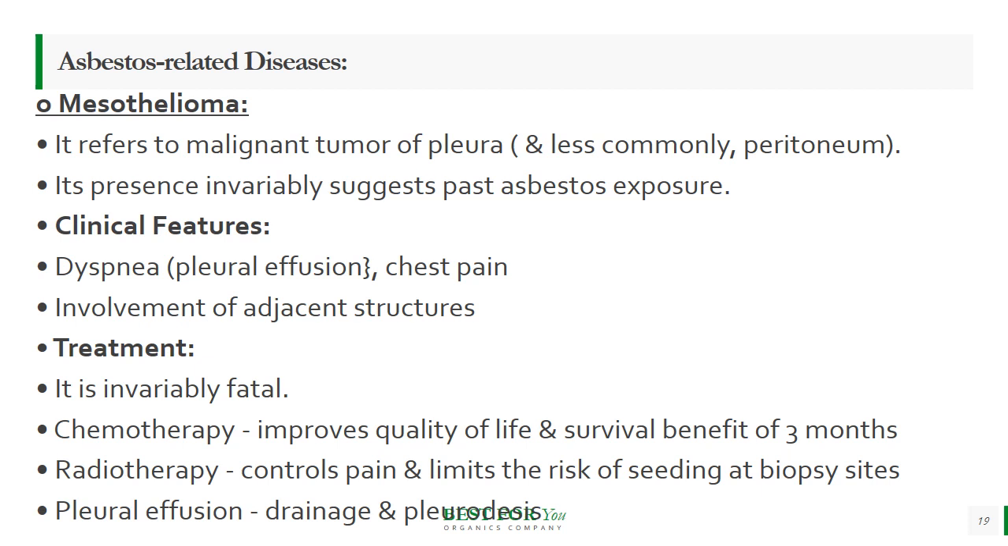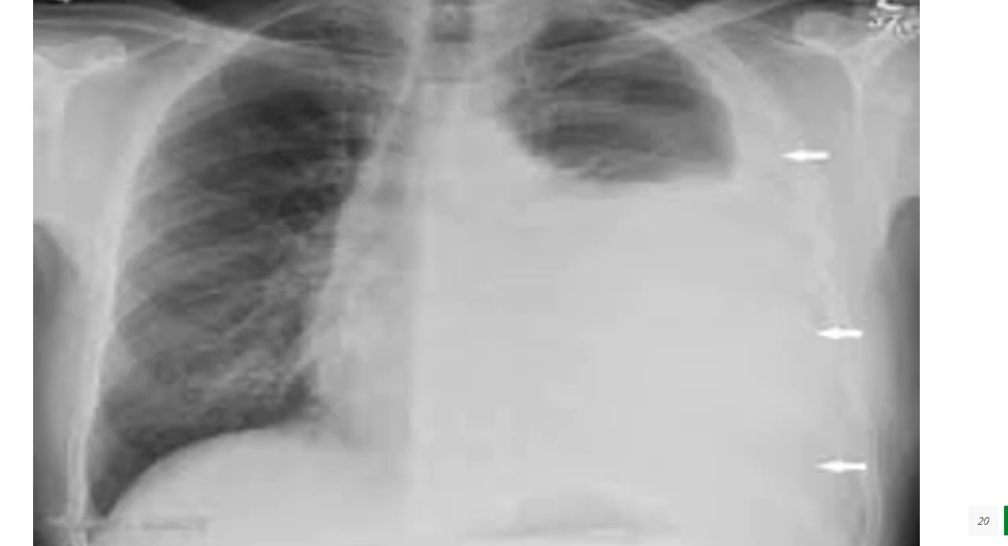So the most dangerous among asbestos-related diseases is mesothelioma, which is a malignant tumor of pleura and less commonly peritoneum. Its presence suggests past asbestos exposure. The clinical features may include dyspnea because of pleural effusion, chest pain, and involvement of adjacent structures. It is invariably fatal. Chemotherapy improves quality of life and gives a survival benefit of 3 months. Radiotherapy controls pain and limits the risk of seeding at biopsy sites, and pleural effusion can be treated by drainage and pleurodesis. You can see mesothelioma, and it's also causing pleural effusion.